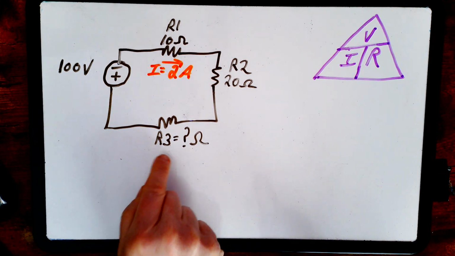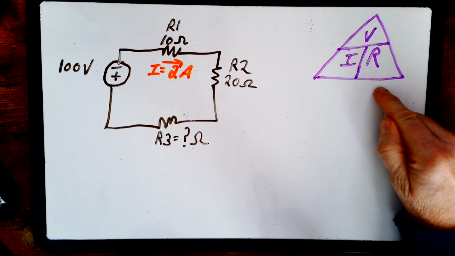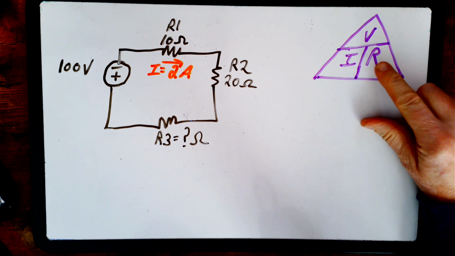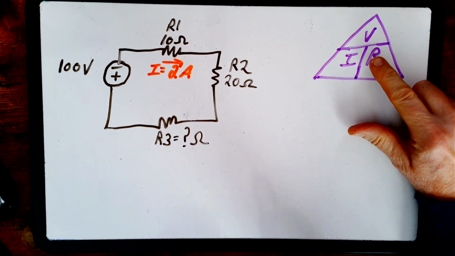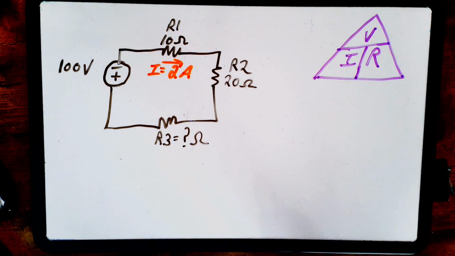Well, I think the best way to find out is using Ohm's law. We have the Ohm's law triangle here. And we could find R3 if we could find V3 and the current going through it. And we have enough information here to find that.